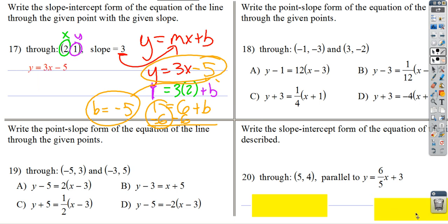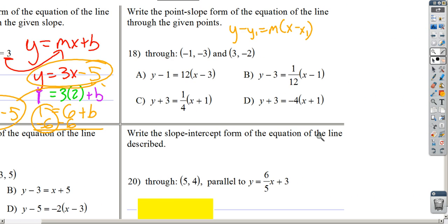Okay, point slope form. Point slope form is this right here. It's y minus y1 equals m times x minus x1. Okay, they did not give us an m, so we have to use the slope formula to find that. We just did that on the prior page. So this is x1, this is y1. Okay, so here's our slope formula again.